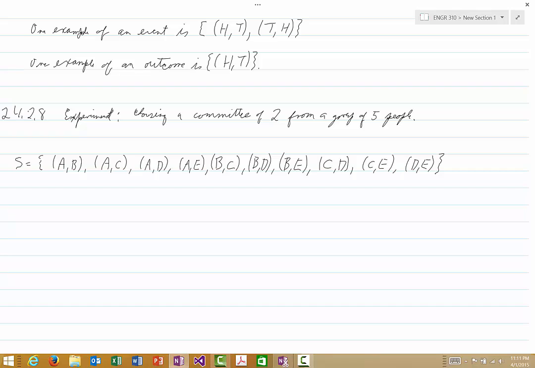Now, I want to go ahead. This is a perfect opportunity to show you something else we'll return to later in this chapter. Let's look at the number of elements in the sample space. We have 1, 2, 3, 4, 5, 6, 7, 8, 9, 10 elements in S. 10 elements, 10 different ways we can choose a committee of 2 out of a group of 5 people.